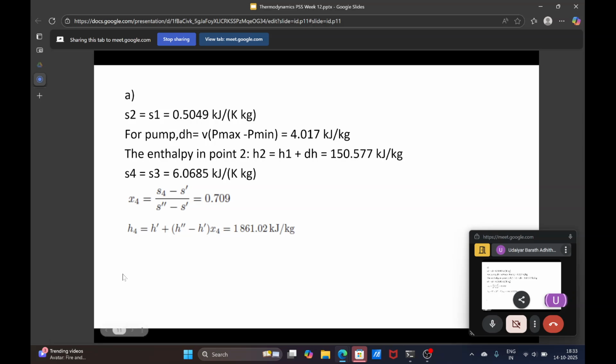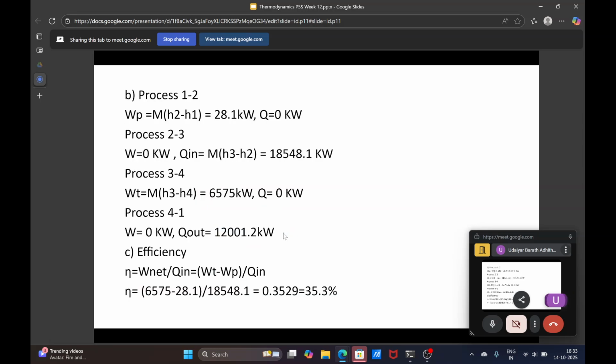So the enthalpy at 4 is, using the quality, the saturated liquid enthalpy plus quality into your latent heat corresponding to that pressure. So that gives you H4 to be 1861.02 kilojoule per kg. So we know now all the enthalpies of all the state points. So now we can estimate the work.